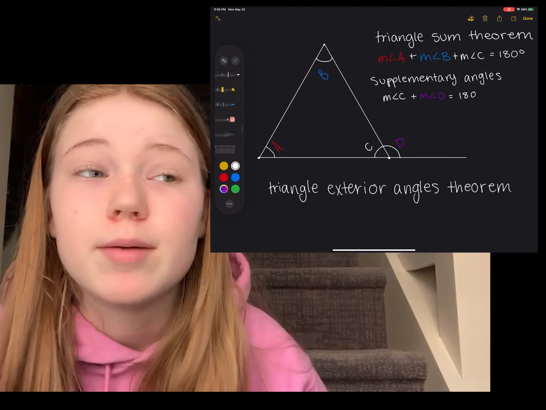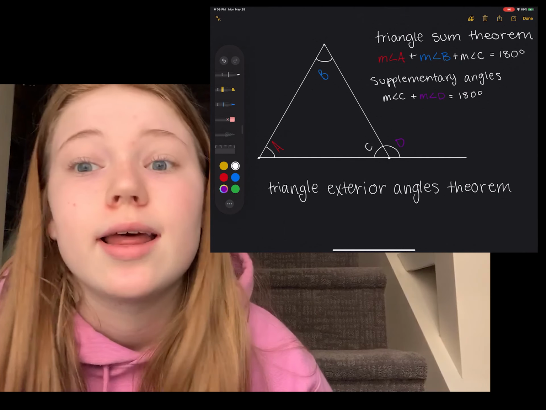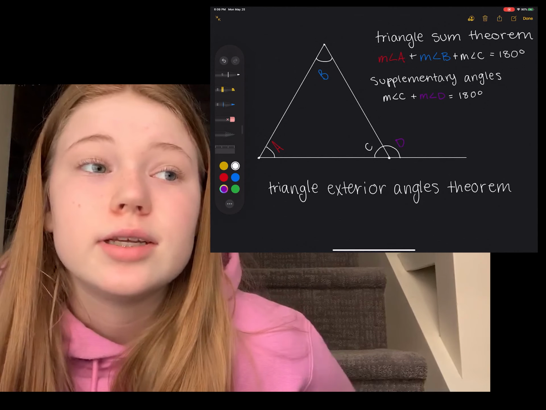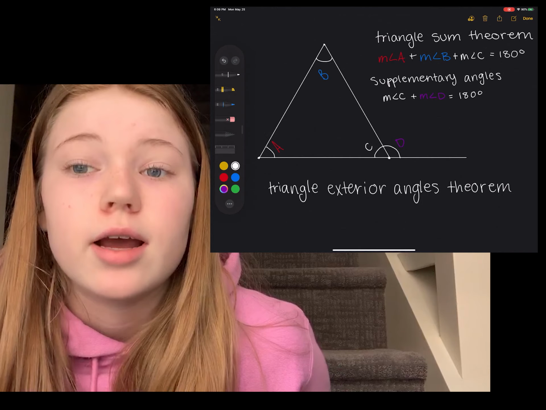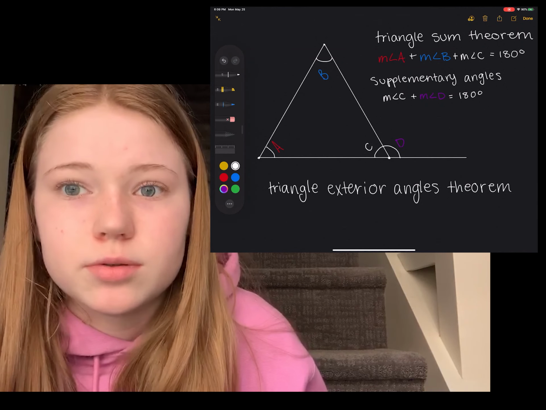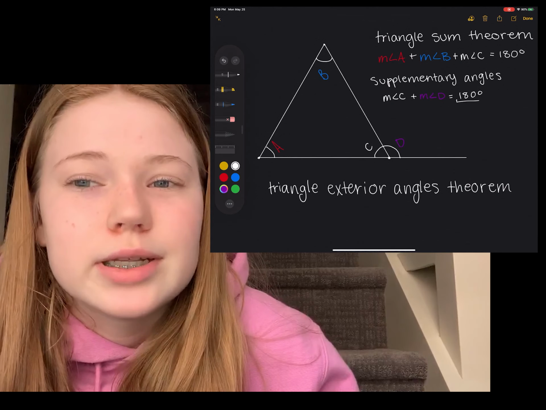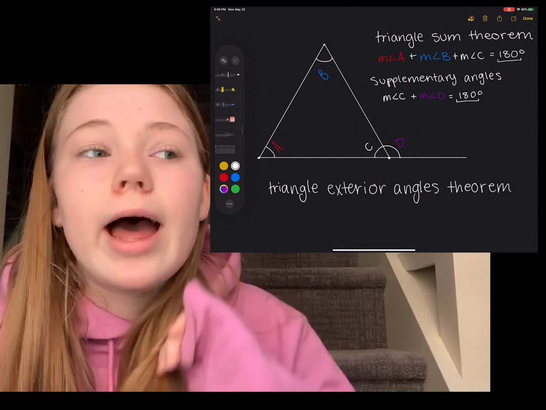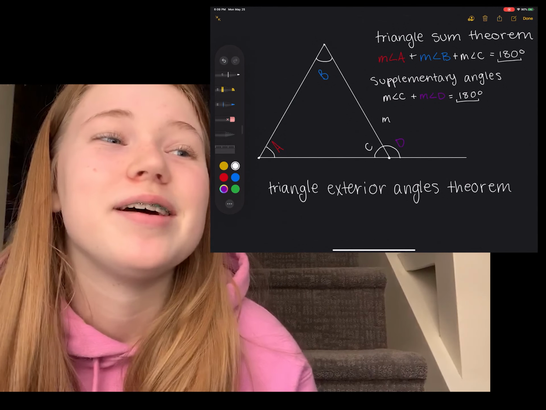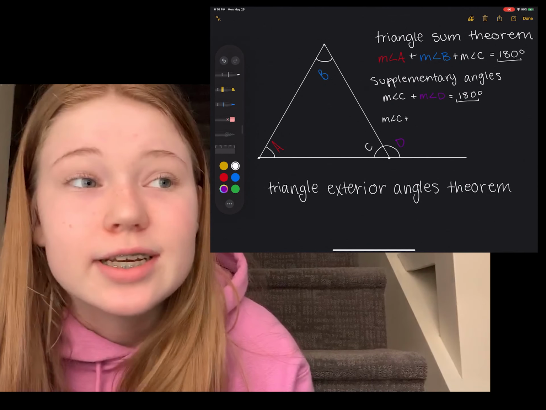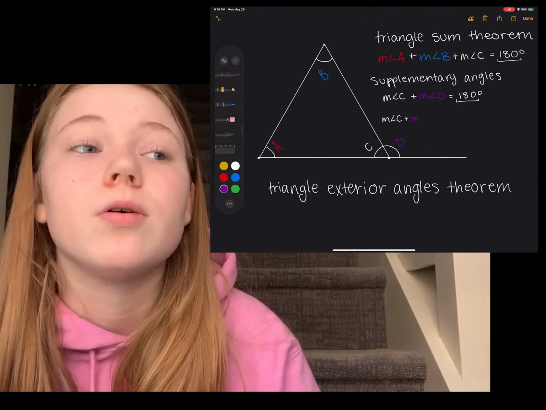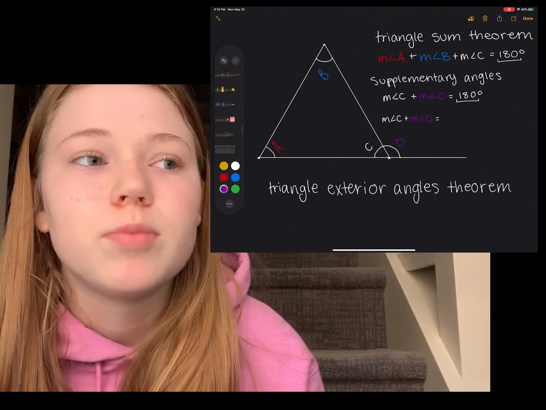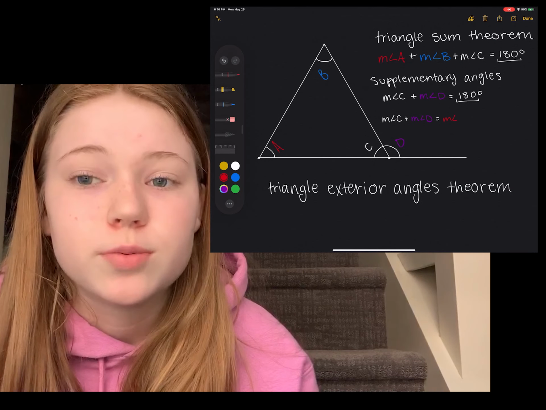So now we have two equations that both equal 180 degrees, which means that they're equal to each other. So we can now write these expressions as equal to each other. So that might not have made sense, but bear with me. So we can write that measure of angle C plus measure of angle D is equal to measure of angle A plus measure of angle B plus measure of angle C. And we know this because both of the equations are equal to 180, so those two expressions are equal to each other.